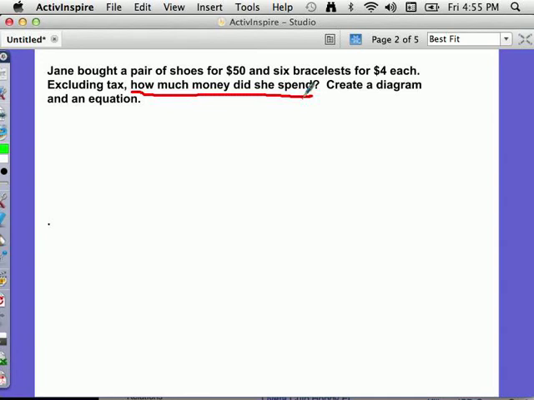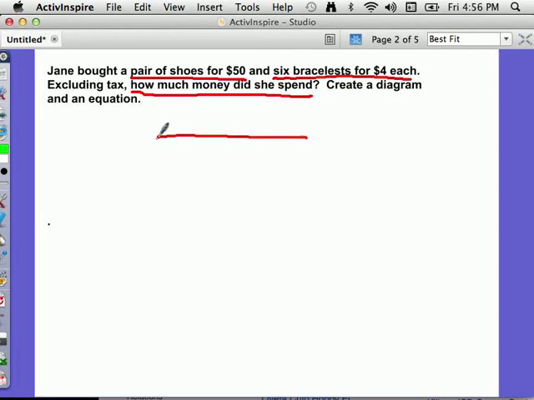Okay, so we need to make sure we understand the question. How much money did Jane spend? What is it that we already know about the problem? Well, we do know that Jane bought a pair of shoes for $50 and that she bought 6 bracelets for $4 each. Okay, so now that we know the information to help us solve the problem, is there a way that we can create a diagram before we start our equation? Yes, there is a way that we can create a diagram before we make our equation.